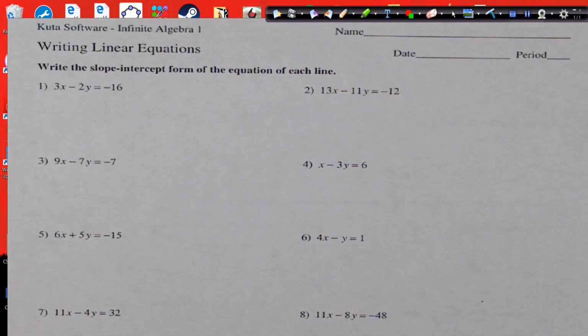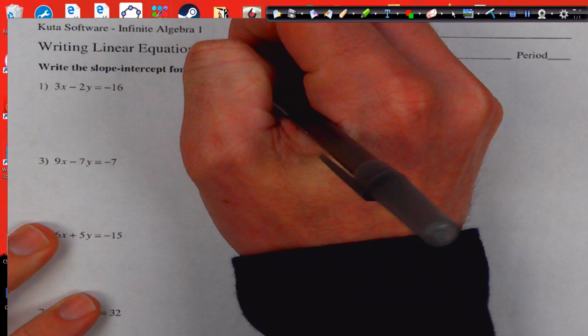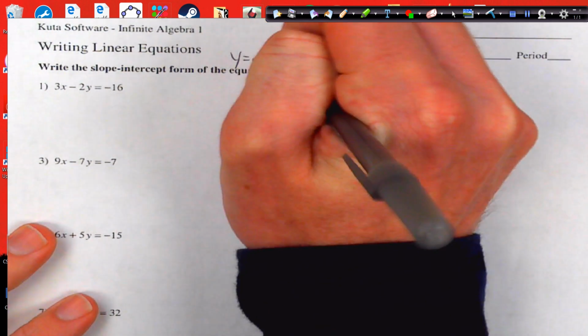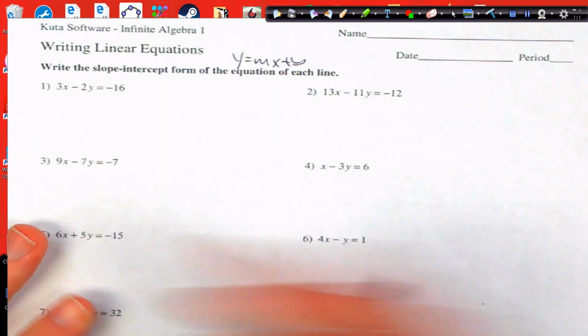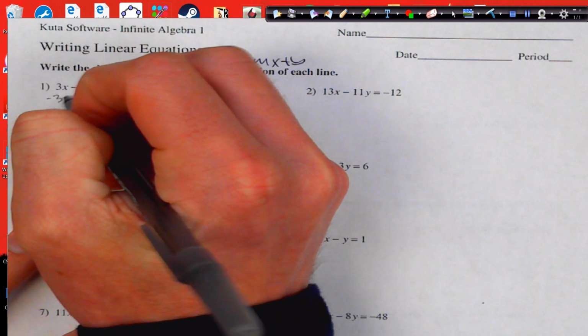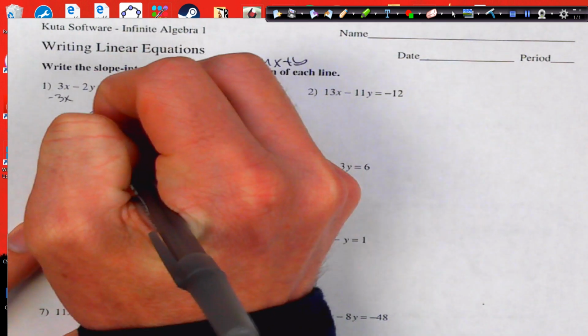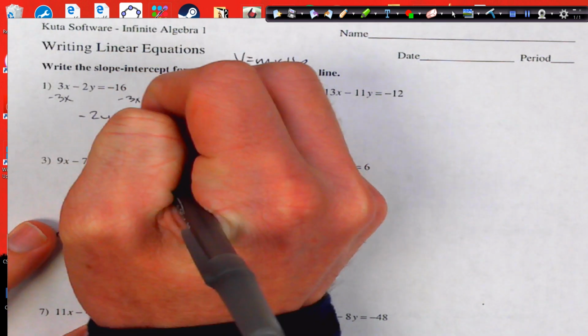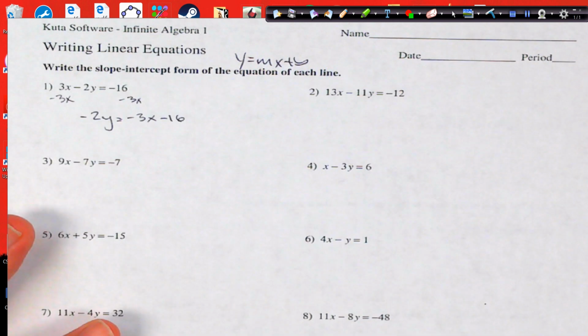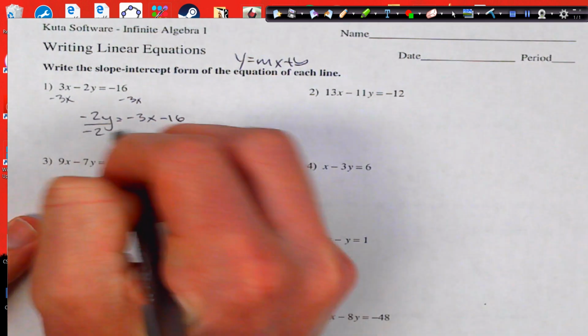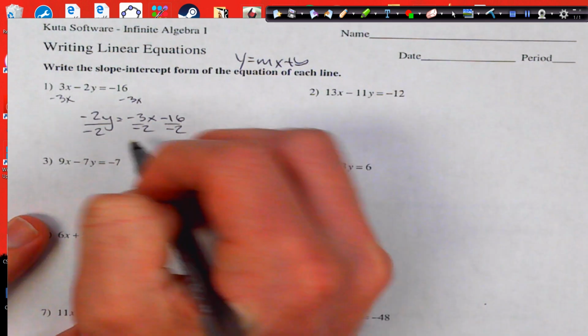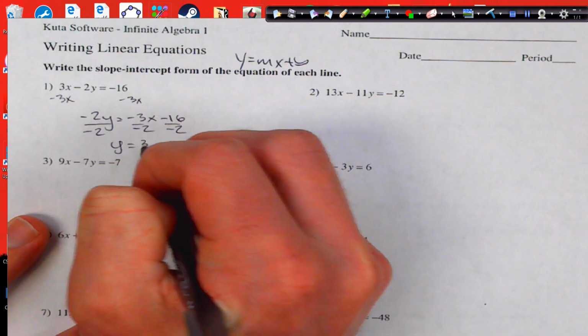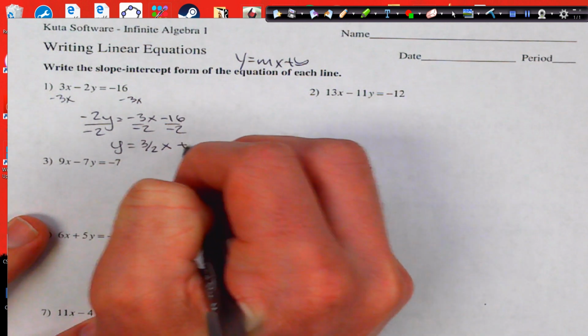Let's do it. Okay, so first thing, we want to get these in slope-intercept form. Basically, I'm just putting this into y equals mx plus b. I'm trying to get the y alone, so we're going to move the 3x over. We get negative 2y equals negative 3x minus 16, and then I just have to divide by negative 2. And we get y equals 3 over 2x plus 8.